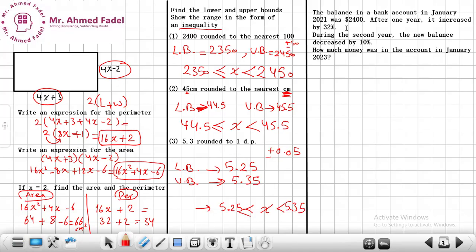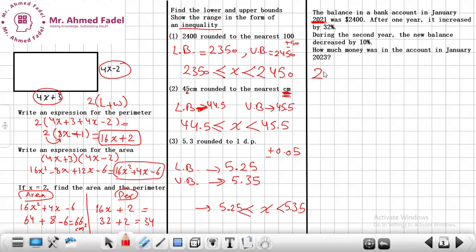The balance in a bank account in January 2021 was $2,400. That is in 2021. After 1 year, it increased by 32%. During the second year, the new balance decreased by 10%. How much money was in the account in January 2023, which means after 2 years? They told you here 2021.